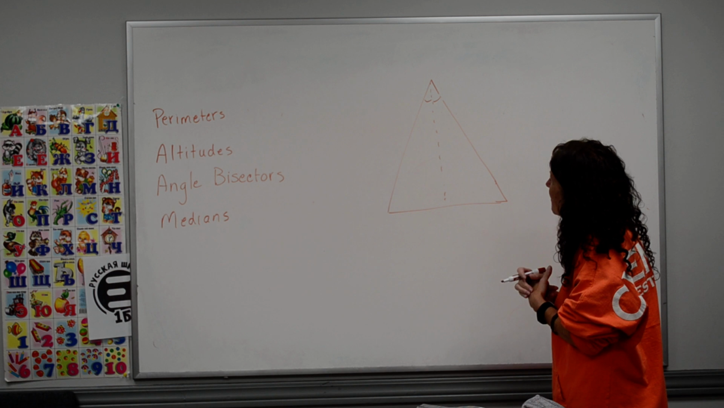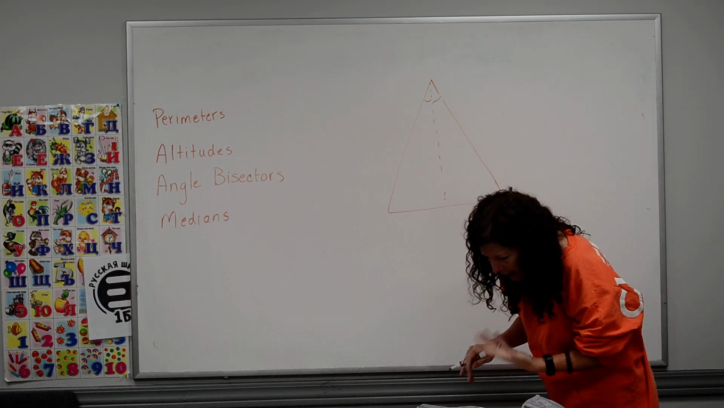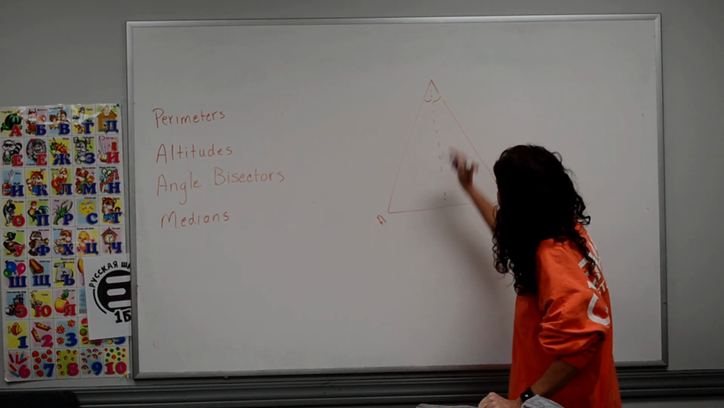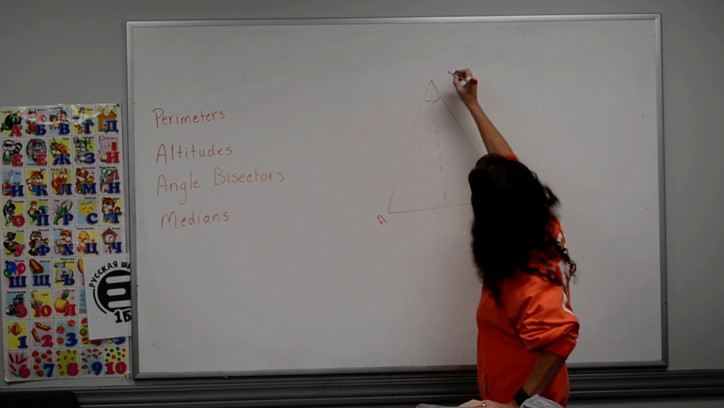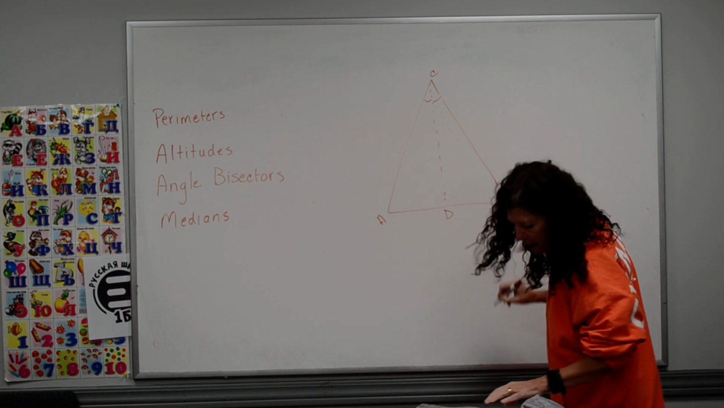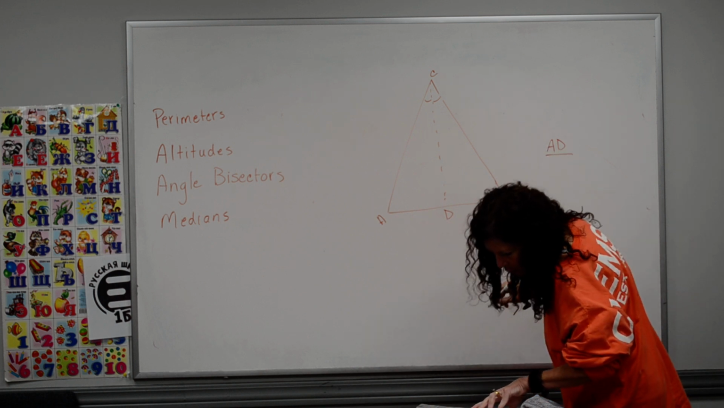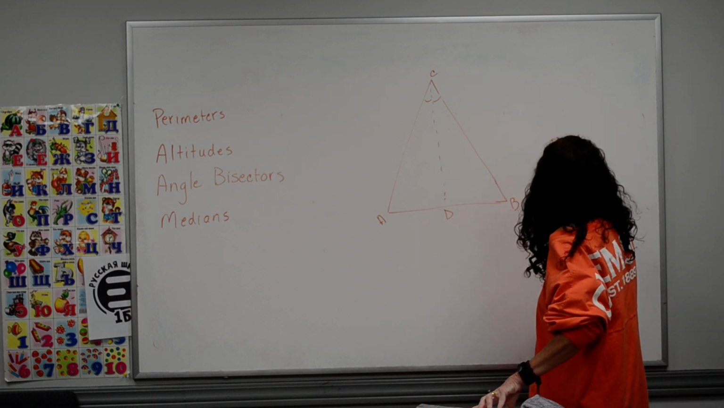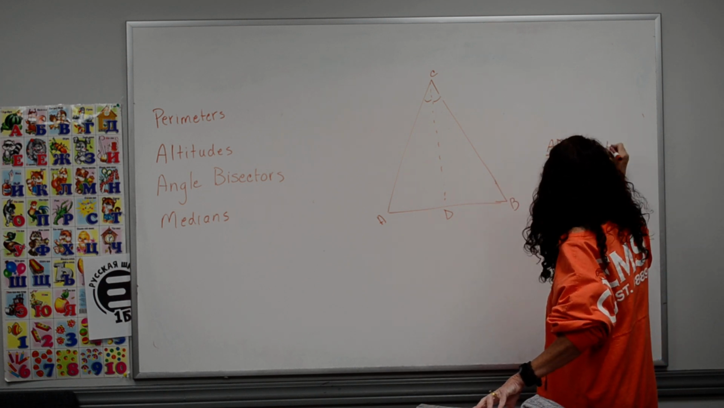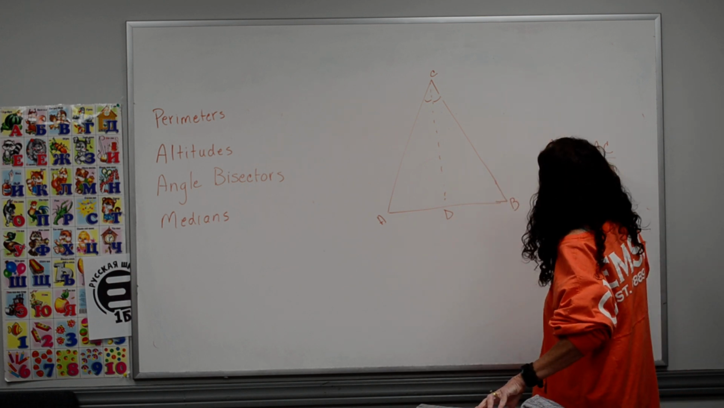That should make sense to you in the sense that if you have an angle bisector, it's not necessarily a right triangle, it just depends on the triangle. But let's say I have this. What I know then is AD is proportional to DB as AC is proportional to BC.